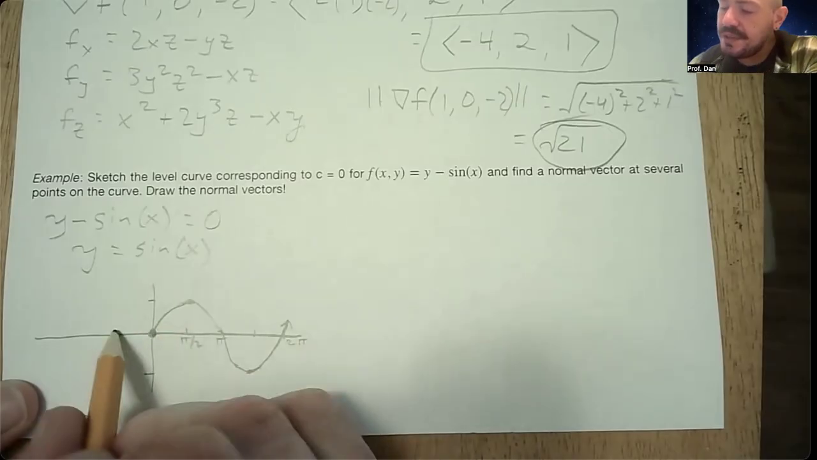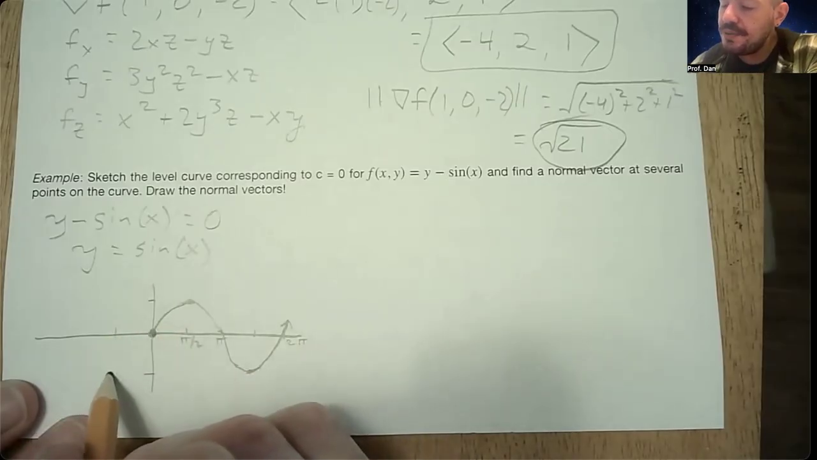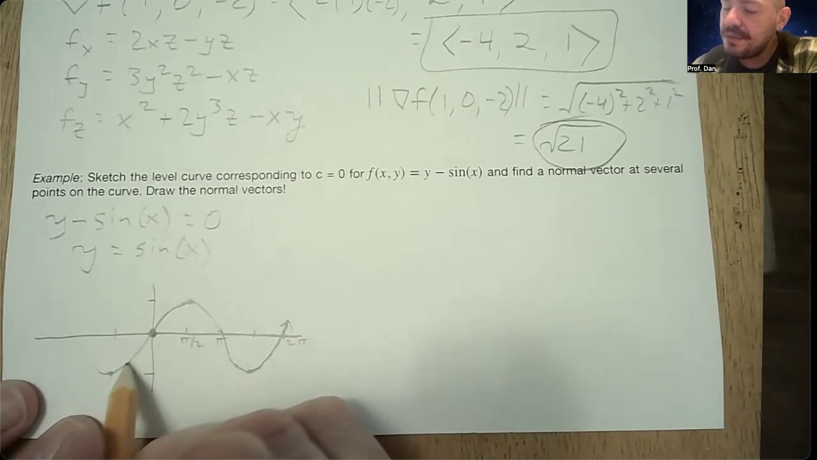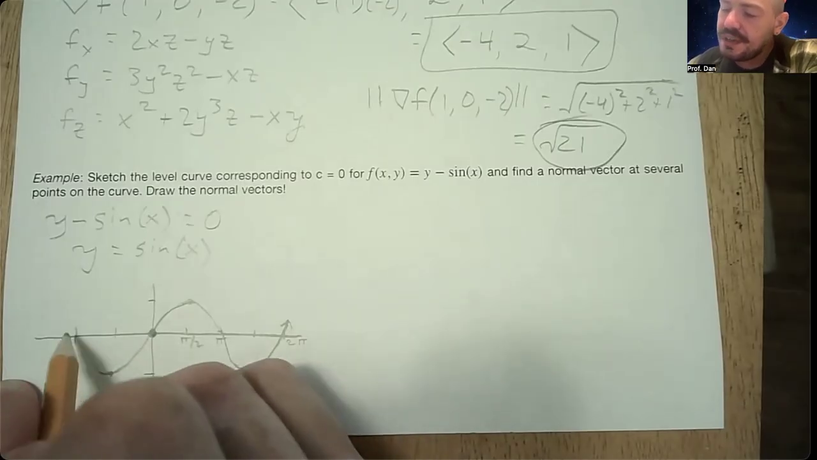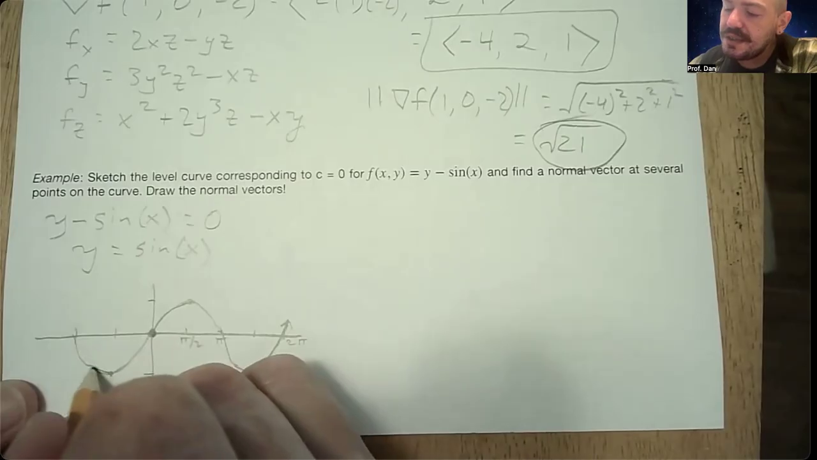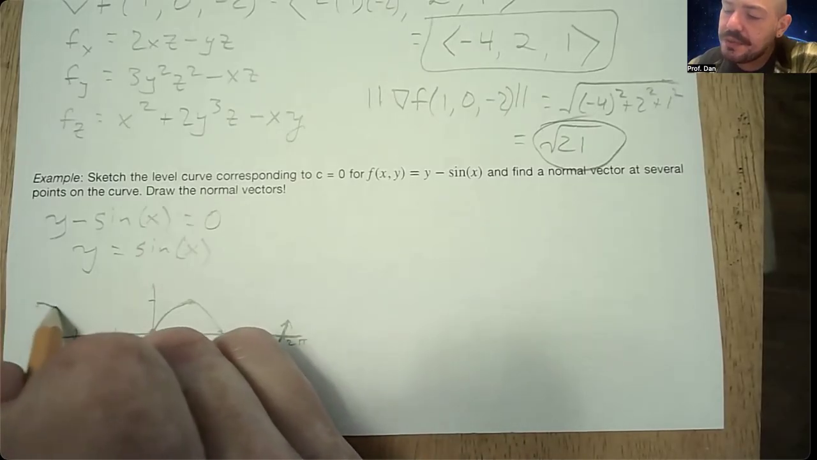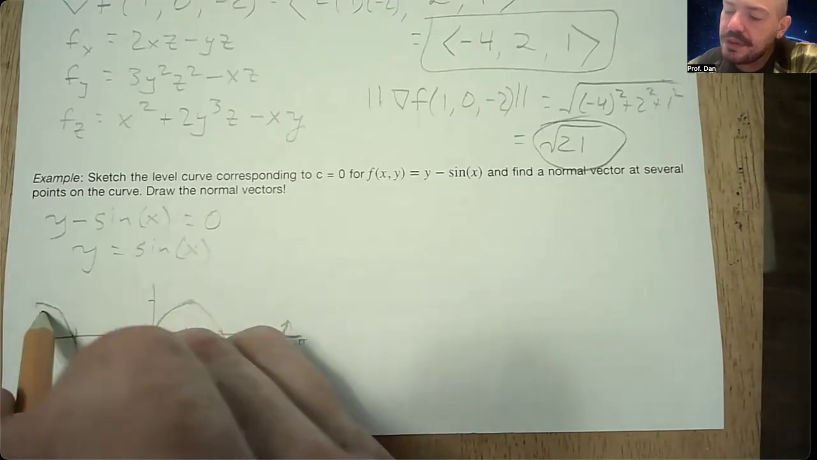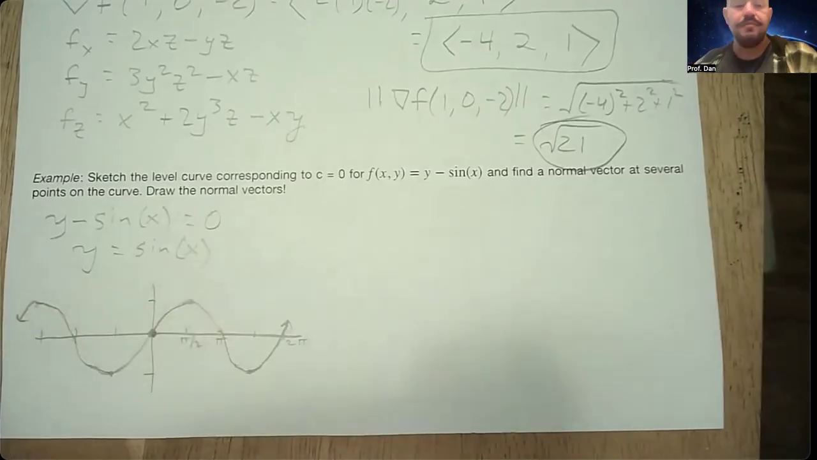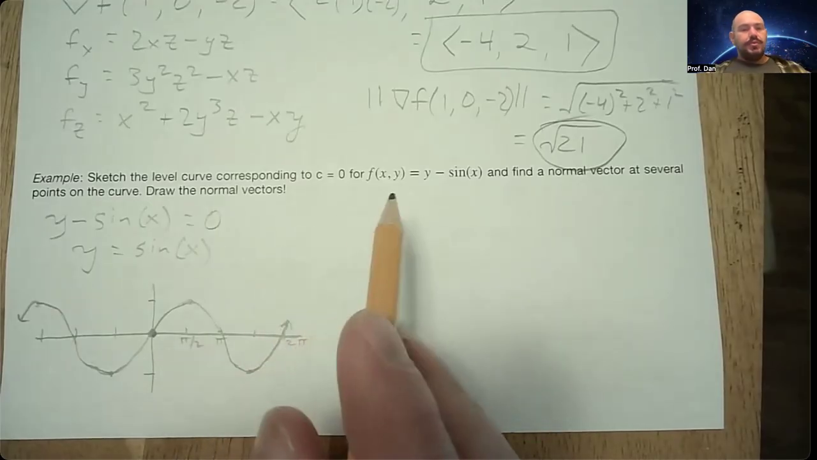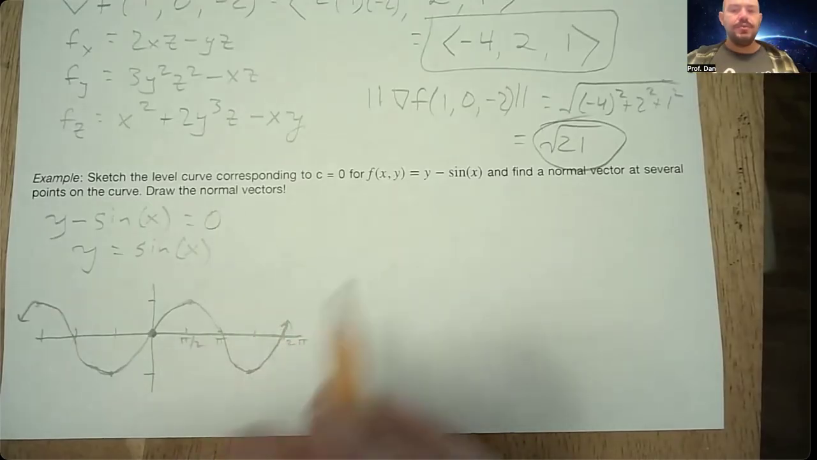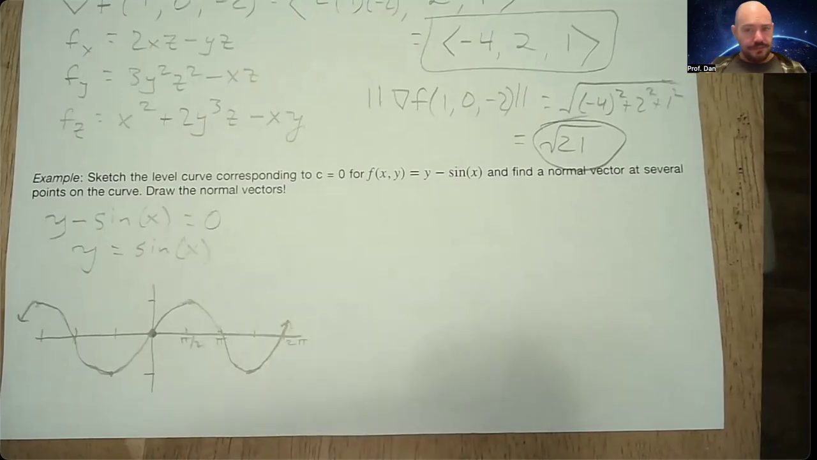All right, and I could do something similar, negative pi over 2. We're at the bottom of the wave. Negative pi, we're crossing the x-axis again. At -3 pi over 2, we're back at the top of the wave. And it goes down from there. Okay, so we have our sine wave. That's the level curve or contour line, right? We want to figure out what the normal vector is for several different points on the graph.